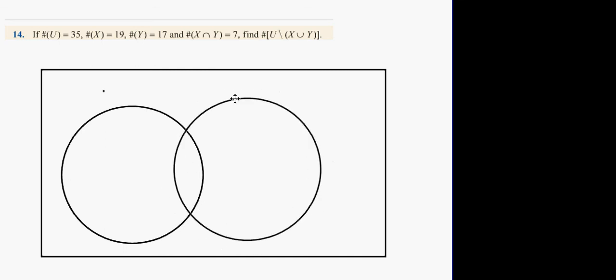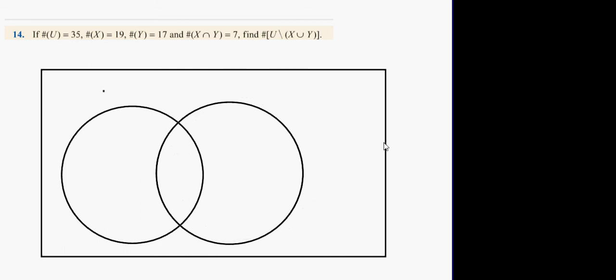Okay. And then what? So U is 35, so 35 will be in total, yeah? Yeah. So this is U. And then X is 19, the one in the circle is X. And then Y is 17. Okay. And then in the middle you put 7.